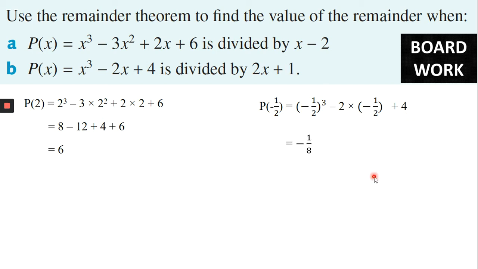That's minus 1/8, because a half times a half times a half is an eighth, and a minus makes it a minus again. 2 times a half is 1, and a minus and a minus make a plus, plus 4. Now I've got to change all these to eighths. 1 plus 4 is 5. 5 eighths is 40, so that's 40 eighths. If I've got minus 1 plus 40, I've got 39 eighths. That's how we work that one out.